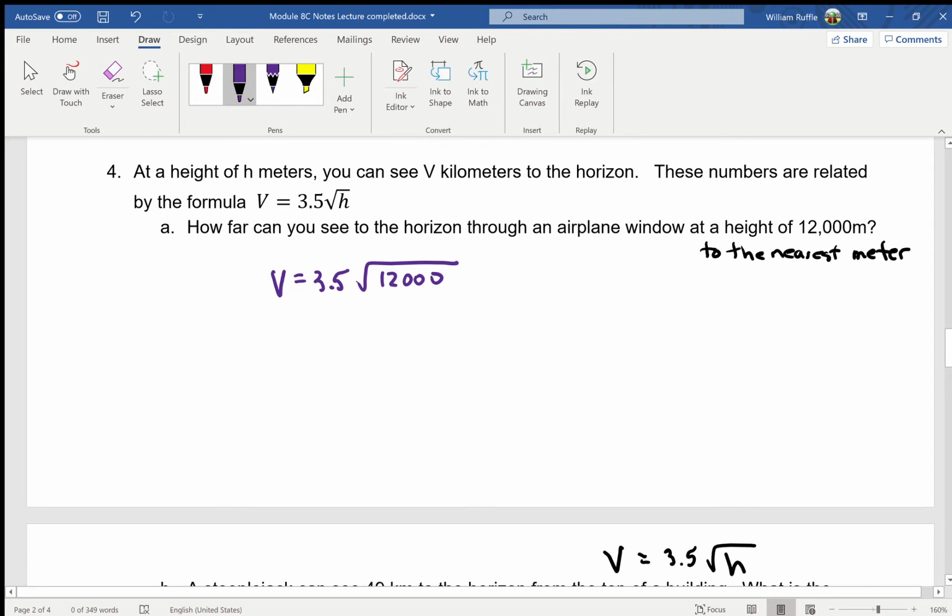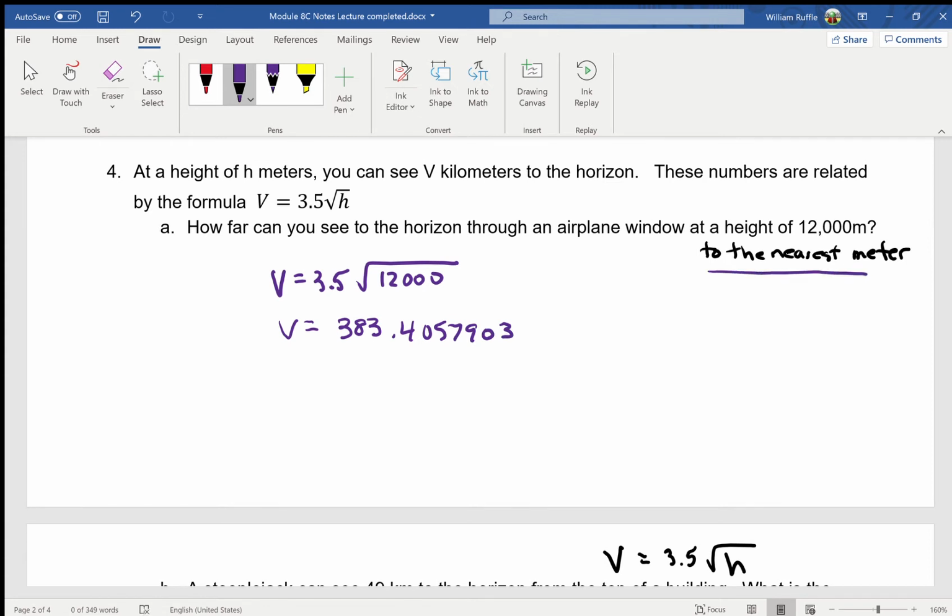So, I'm going to do that on my calculator, and I get V equals 383.4057903. Now it says here, I added it at the end here, round to the nearest whole number. So the horizon is 383 kilometers away. Okay, so you really just plug it in.